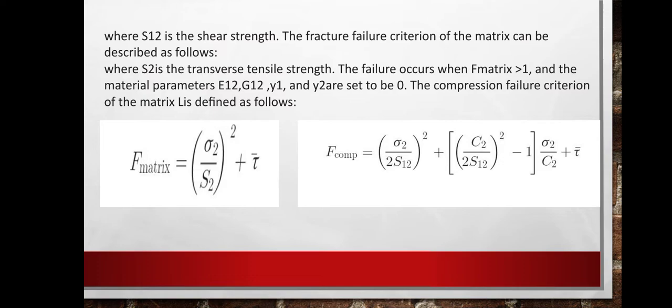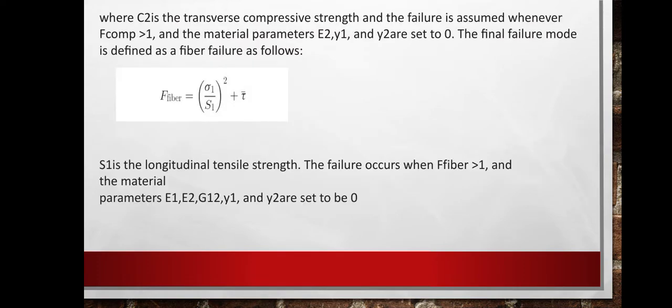If a failure occurs, F matrix is greater than 1 and the material parameters E12, G12, U1 and U2 are set to 0, and the compression failure criterion of the matrix is defined as F composite is equal to sigma 2 by 2 S12 whole square plus C2 by 2 S12 whole square minus 1 into sigma 2 by C2 plus tau, where C2 is the transverse compressive strength and the failure is assumed whenever F composite is greater than 1 and the material parameters are set to 0.